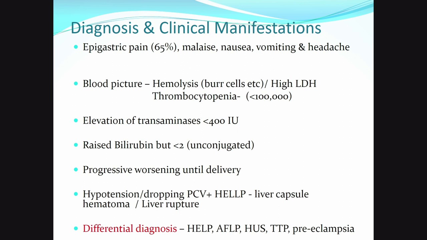Sometimes during the pregnancy, they can end up with liver capsule hematomas, maybe liver rupture, so we need to monitor them, especially with the full blood count and the hemoglobin level. And before concluding the diagnosis, we have to entertain other similar medical conditions like hemolytic uremic syndrome, thrombotic thrombocytopenic purpura, etc.